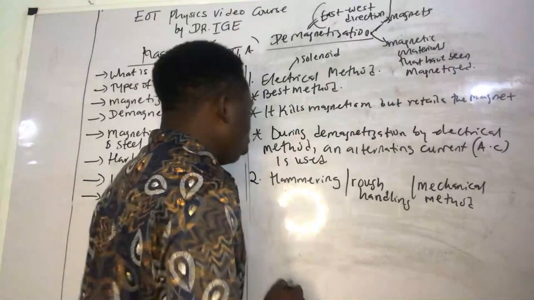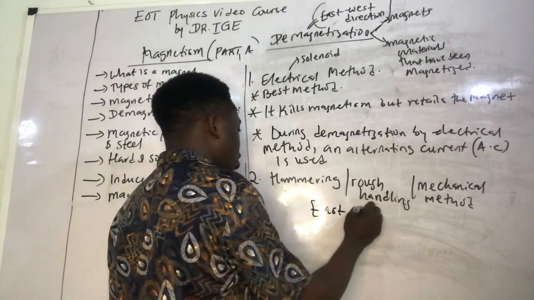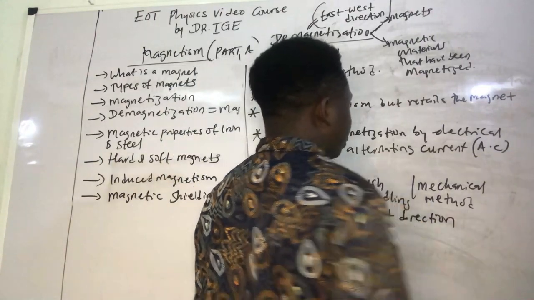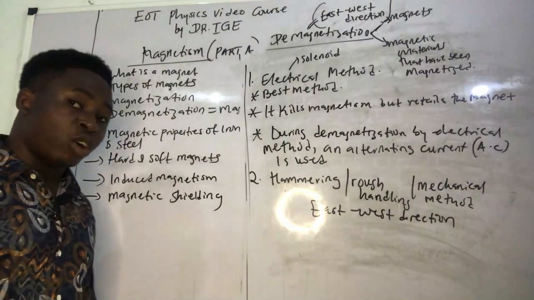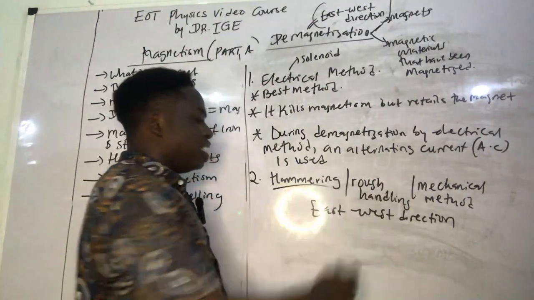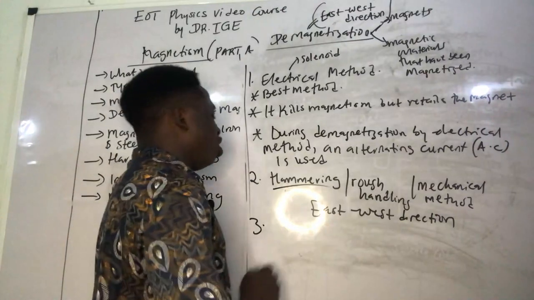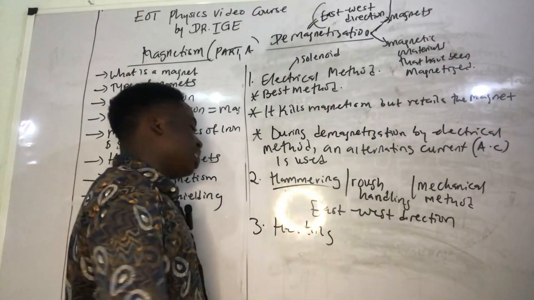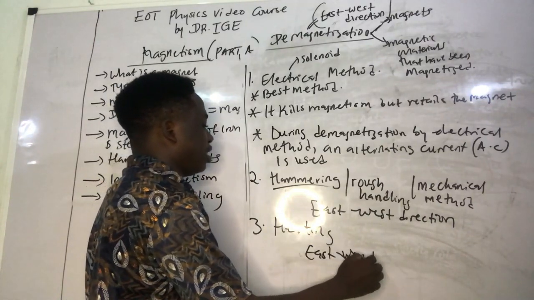And then please take note, if you're hammering it, the magnet should be in the east-west direction. The other disadvantage of this method, and why the electrical method is preferred over all, is because the hammering distresses the magnet, you understand? Then the third method of demagnetization is by hitting the magnet. And please take note that the magnet should be in the east-west direction.